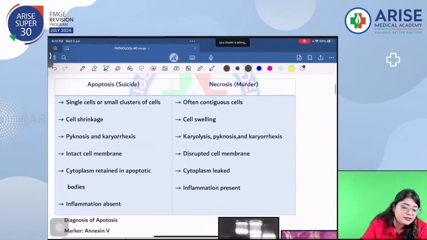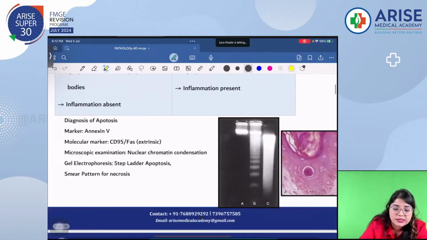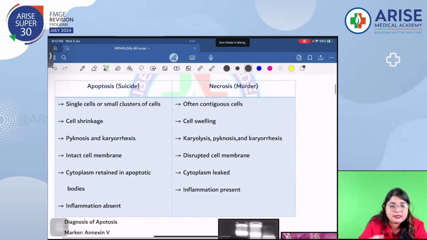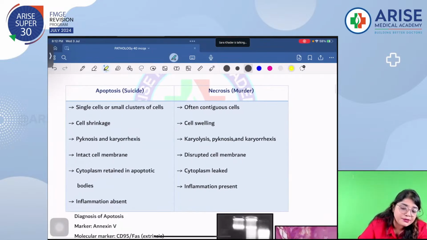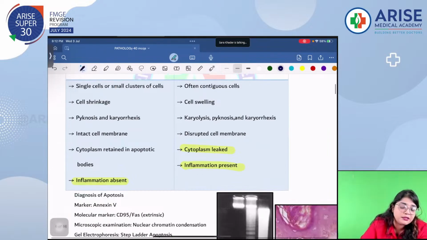Okay, these are the differences between apoptosis and necrosis. Just go through this when I share the PDF. Remember, inflammation is a part of necrosis. Why? Because the cytoplasm is leaked. But here you have no inflammation. You don't have inflammation in apoptosis.